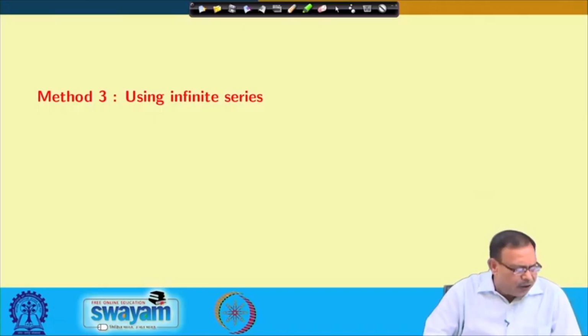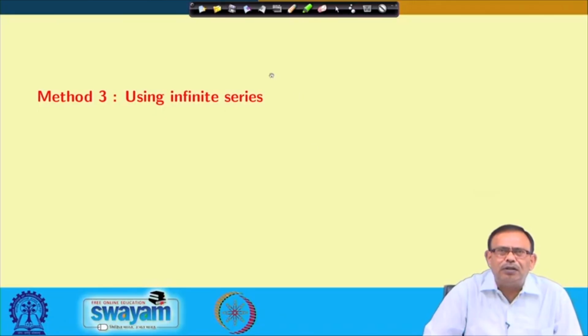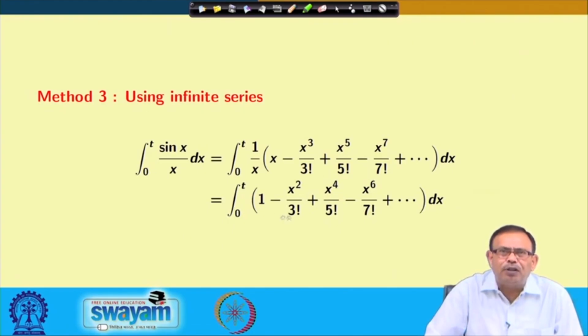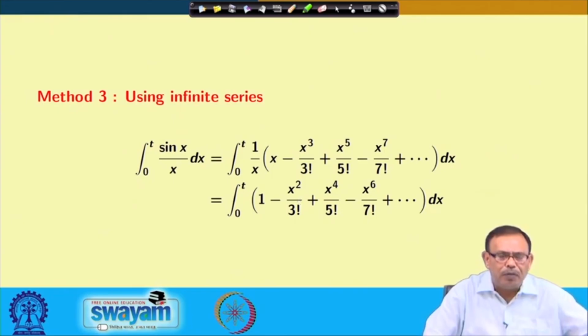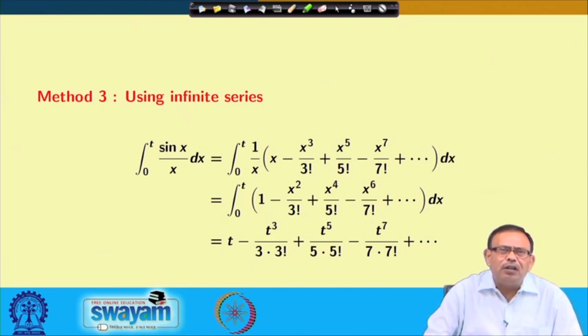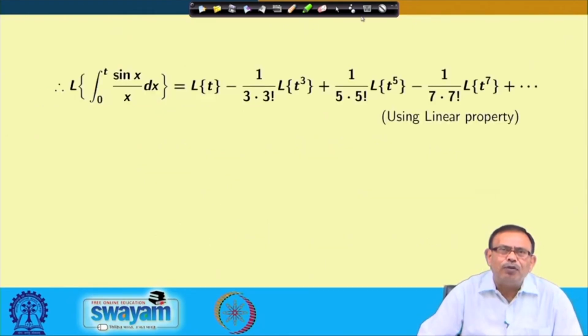Now, method 3 is using infinite series. Sin x I can express in terms of infinite series like this. Once I am expressing this, multiplying and dividing by x, I will obtain 1 minus x square by factorial 3, x to the power 4 by factorial 5, minus x to the power 7 by factorial 7, like this, and I can integrate it very easily. If I put the values, I will obtain t minus t cube by 3 into factorial 3, t to the power 5 by 5 into factorial 5, like this way.